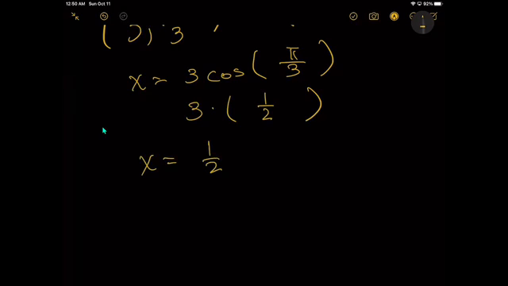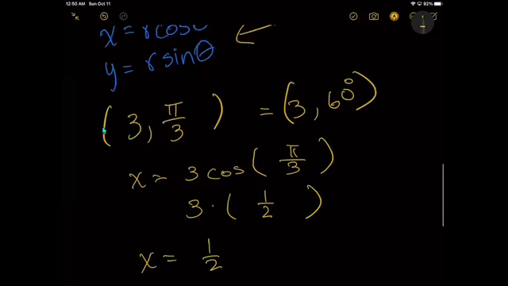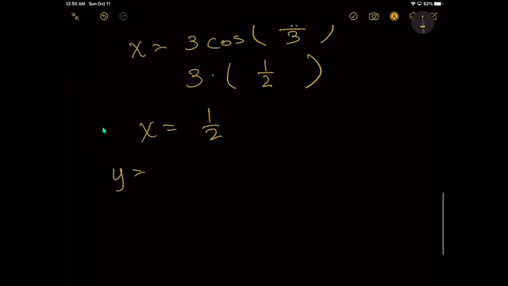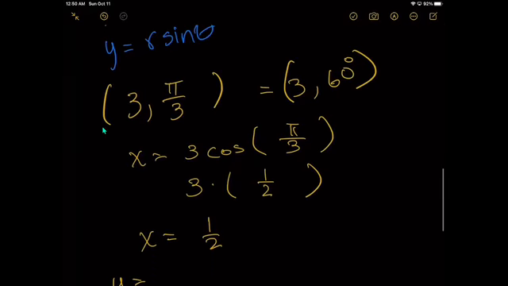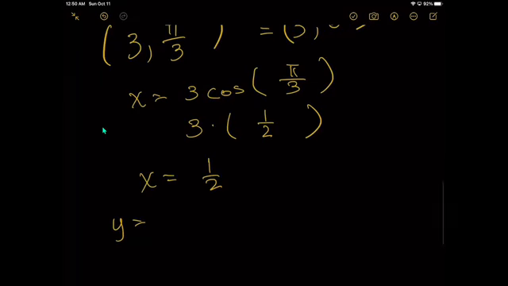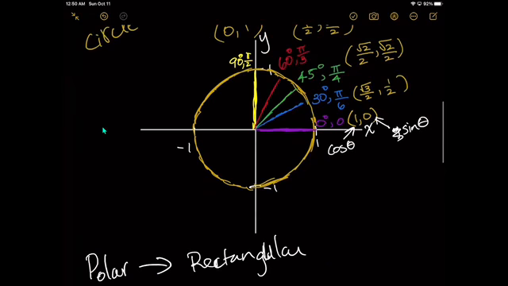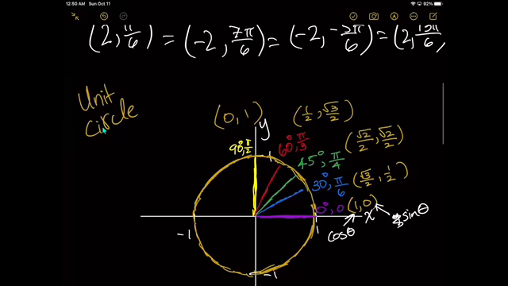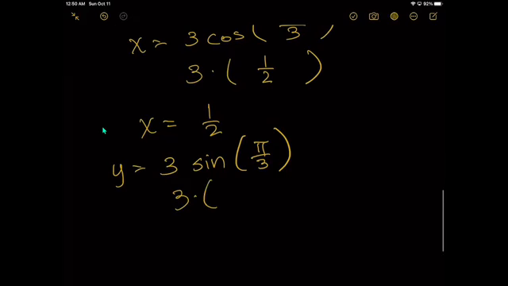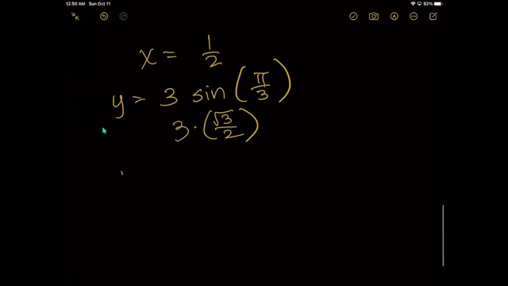Now the y value is just going to be r sine theta. So the r value is 3, theta is pi over 3. So it's going to be 3 times the sine of pi over 3, which is root 3 over 2. So we get that our y value would just be 3 root 3 over 2.